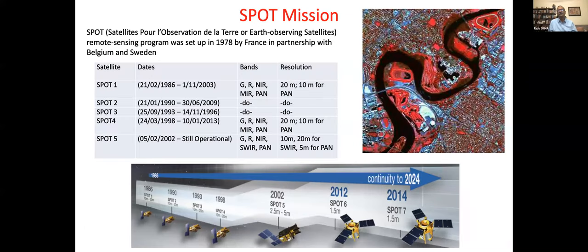The SPOT mission is a French mission, which provided very high resolution data, from about 20 meters to 10 meters, in both panchromatic band as well as multispectral data. This has continued and is going to continue until a new mission is launched in 2024, but data is being collected.